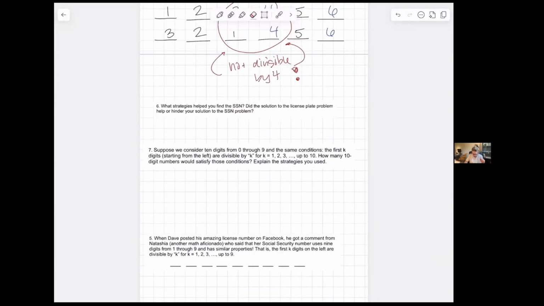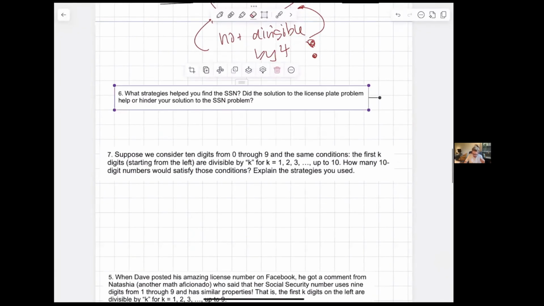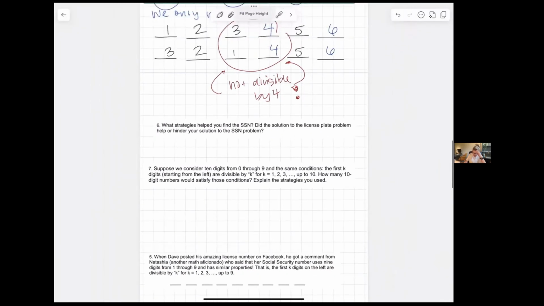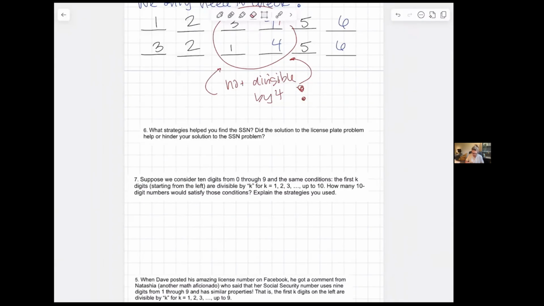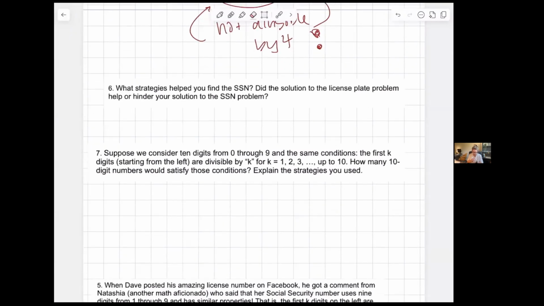I have some other questions on here that are of a very different kind, more related to place value. But maybe changing gears for the last 10 minutes is not so great.